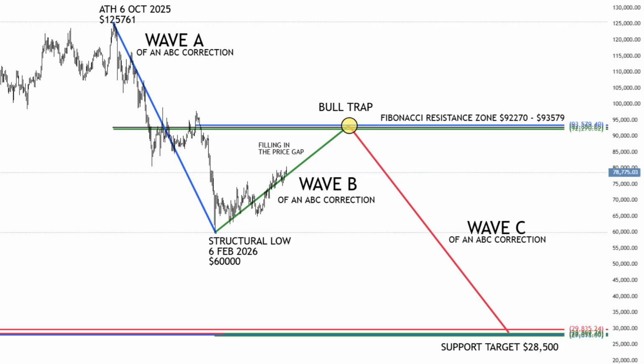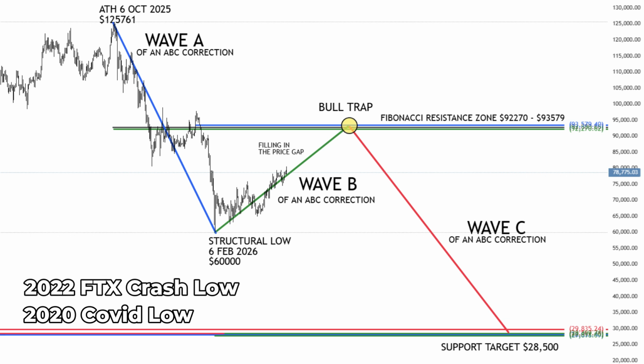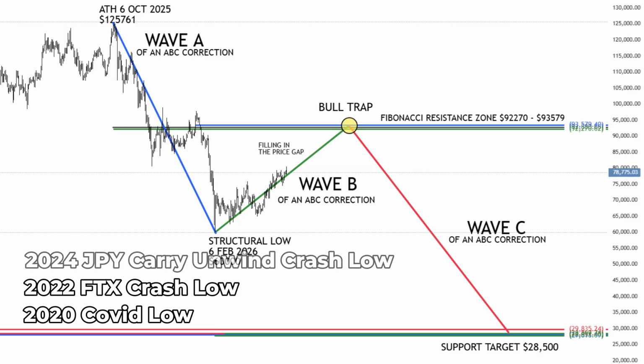It has been precisely calculated from 3 of the most significant swing lows in Bitcoin's recent history. The 2020 COVID low at $3,717. The 2022 FTX crash low at $15,479, and the 2024 Japan carry trade unwind low at $49,351. 3 separate events, 3 generational lows.